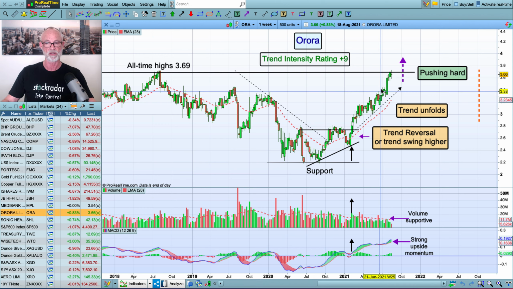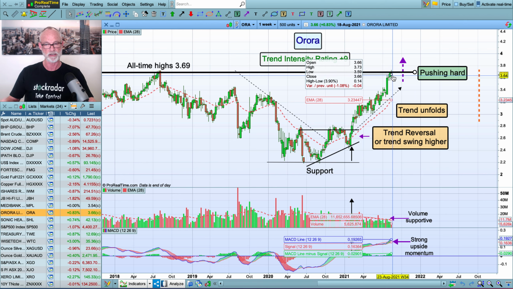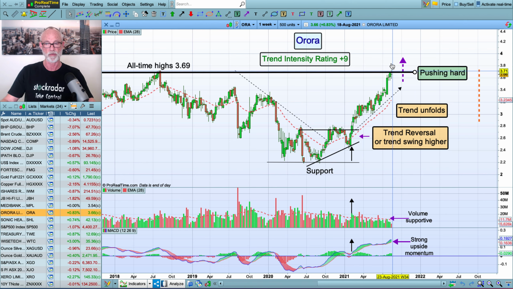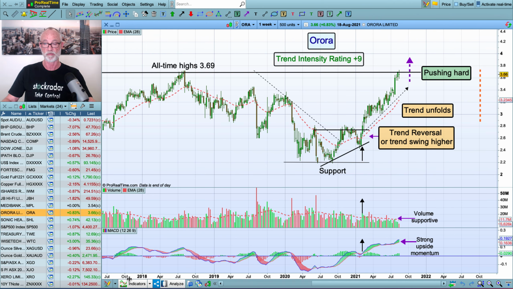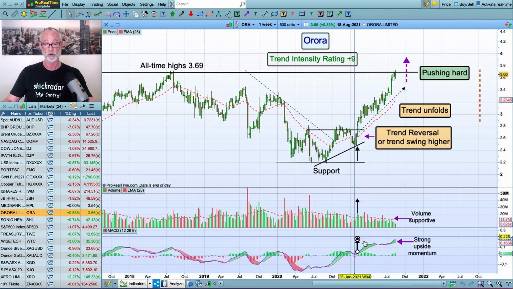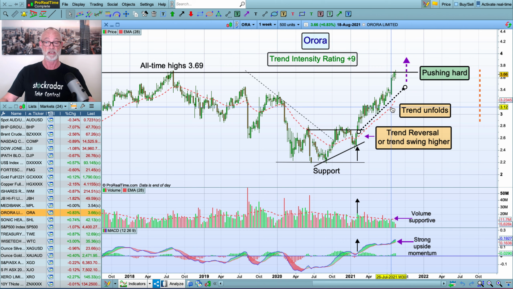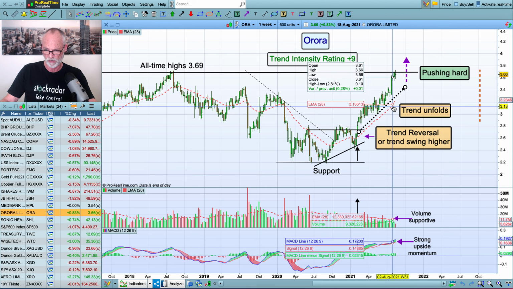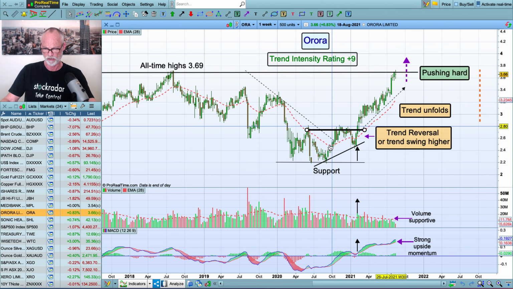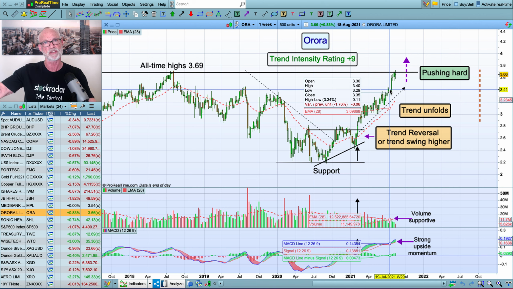And this is looking a very good stock. And I really am very encouraged by this performance. And it may well break through the high, which really would mean another good leg up for Aurora. So we'll wait and see. Volume supportive. Momentum's very strong. Trend intensity rating is 9 with the average up here. Okay, so that's looking very, very good. You can see the trend reversal pattern here that occurs, then the trend unfolds, and we raise our stop and we follow the trend, because we don't know how far it's going to go. We just follow it till it ends.